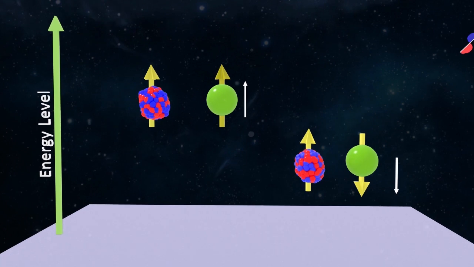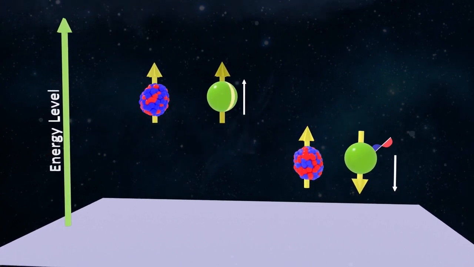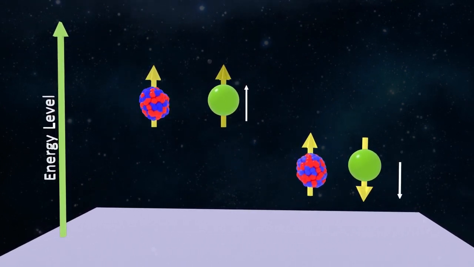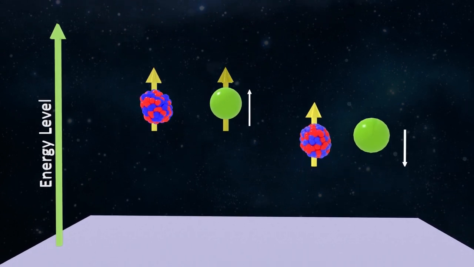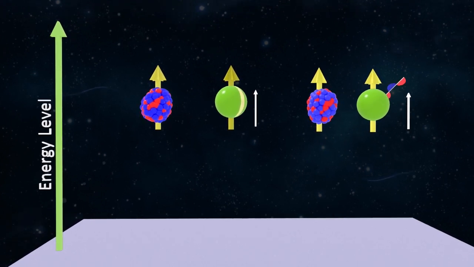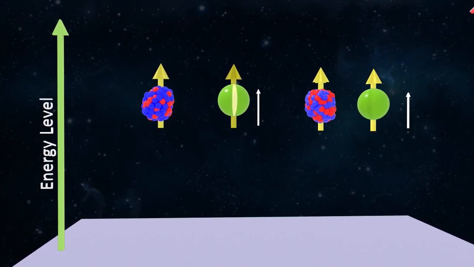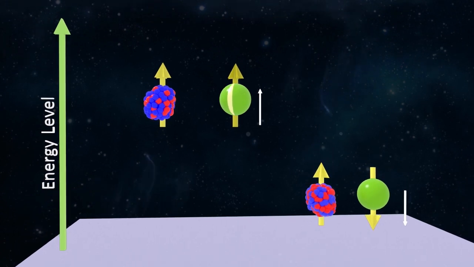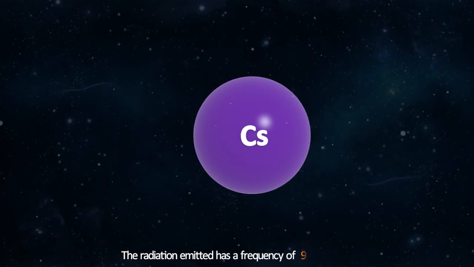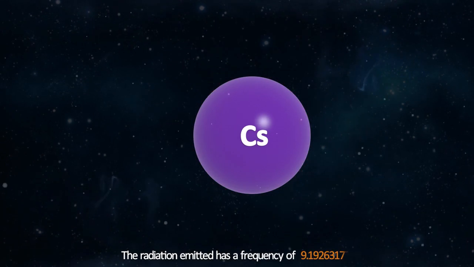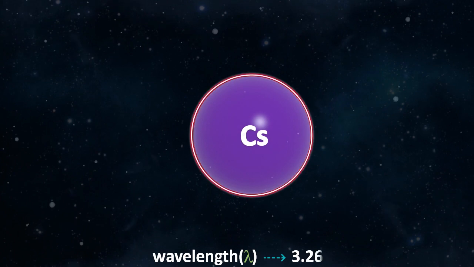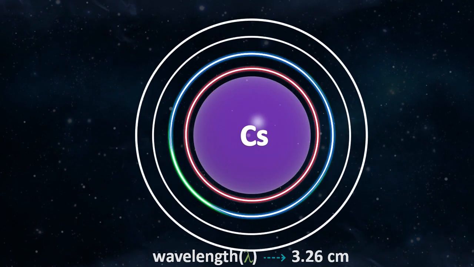When the atom is irradiated with electromagnetic radiation, having an energy corresponding to the energetic difference between the 2 sub-levels, the radiation is absorbed and the atom is excited, going from spin 3 sub-level to spin 4 sub-level. After a small fraction of a second, the atom re-emits the radiation and returns to its ground state. The radiation emitted has a frequency of 9.192631770 GHz, corresponding to a wavelength of about 3.26 centimeters in the microwave range.